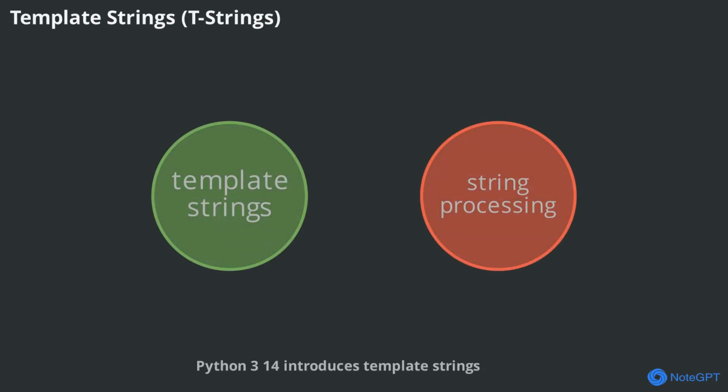Python 3.14 introduces template strings, or T-strings, a new way to handle strings with curly braces. They're like supercharged F-strings, letting you customize what happens inside the braces. You can automatically change, format, or even validate data as it's used in a string. This opens up new ways to process and display information in your programs.